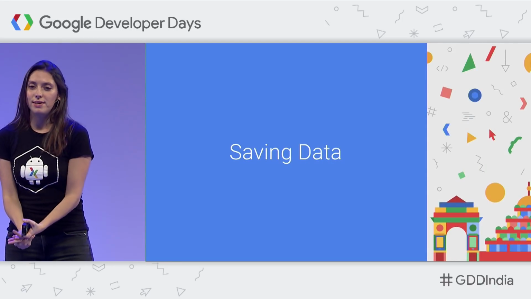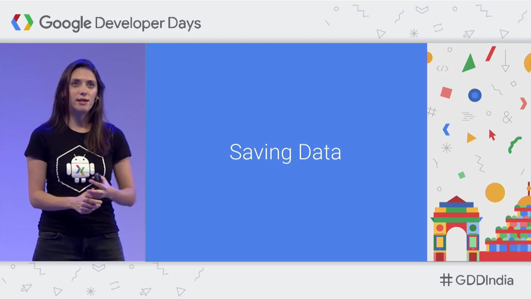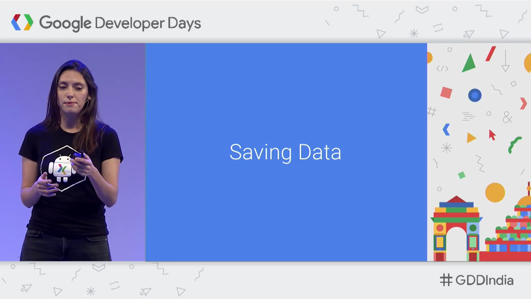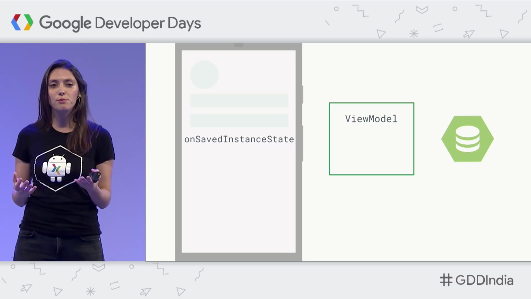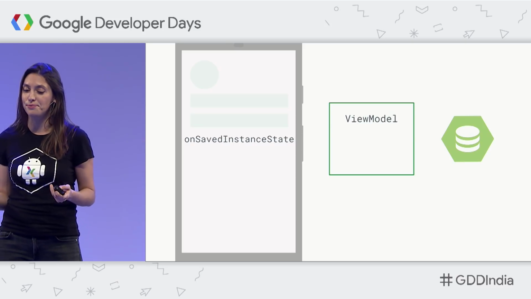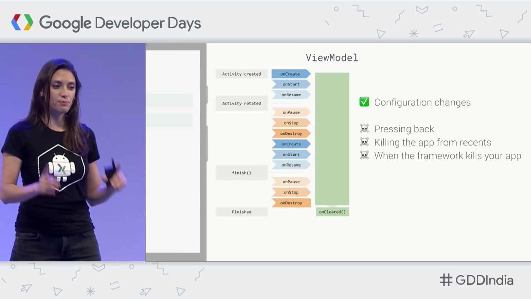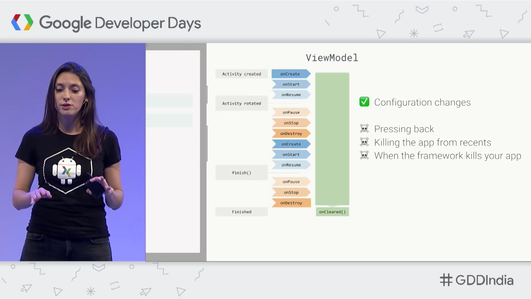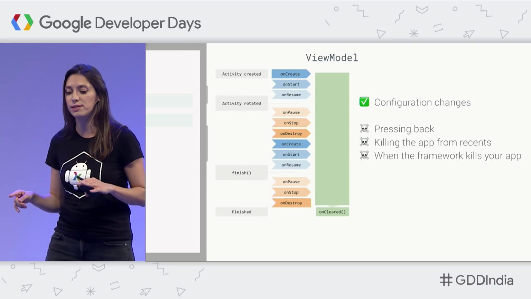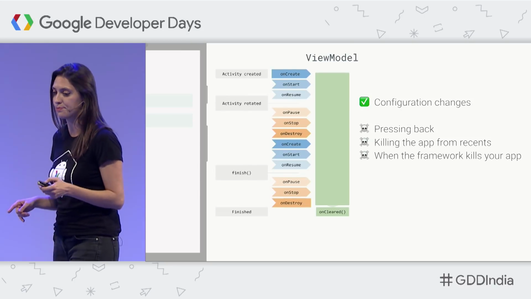Let's talk about saving the data. Let's say that we want to save the data that we display on the UI. Where should this be saved? In SavedInstanceState, in the ViewModel, or in the database? So one thing that we should really remember is the ViewModel survives configuration changes, but not pressing back, killing the app from recent, or when the framework kills your app.